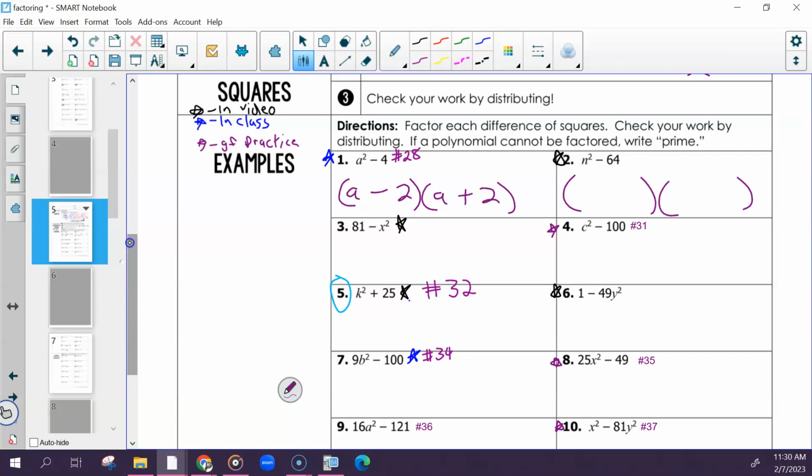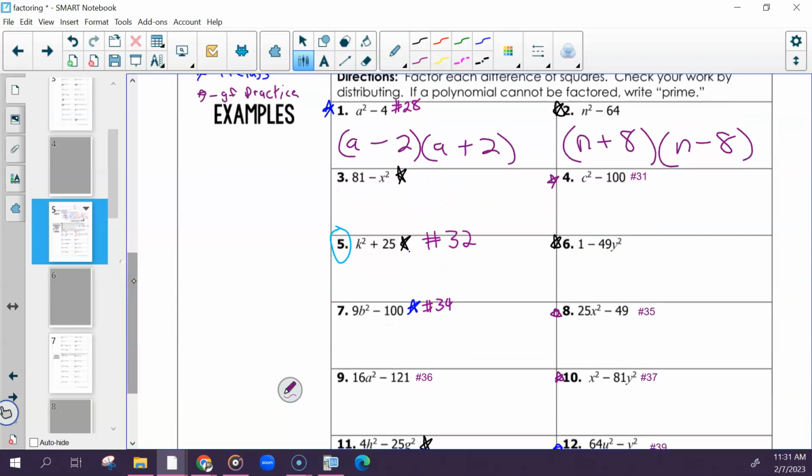So when I start to change my wording and ask you for the factors of this, it would be n plus 8 and n minus 8. Questions on that one? In 3, it changes the order. That doesn't mean anything. You still do the same exact thing.